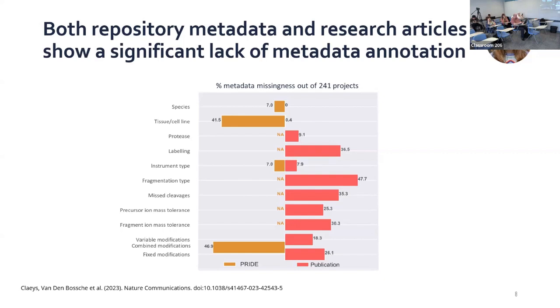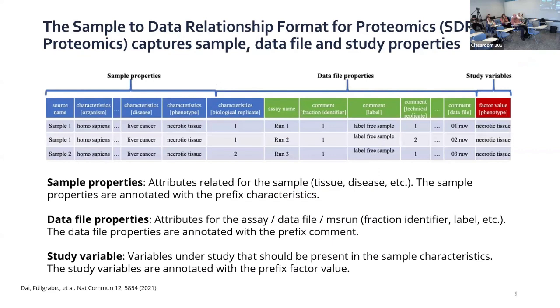Now, in 2021, the HUPO Proteomics Standards Initiative and the ELIXIR initiative developed SDRF Proteomics, a metadata standard which is used in transcriptomics as well. So what does SDRF Proteomics do? Well, it takes the properties of your samples, like what tissue they came from, which species, what you're studying, and combines that with the properties of your data file. That includes the type of instrument you use, the fragmentation method, the modifications, and so on. And crucially, the last part is also the study variables. So, for example, whether the sample came from a healthy donor or from a sick donor. And SDRF Proteomics basically ties all this information together.